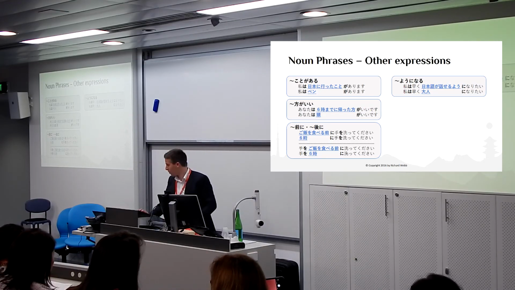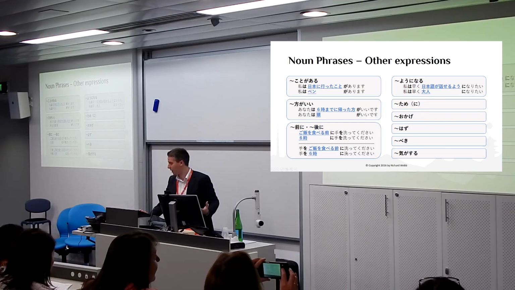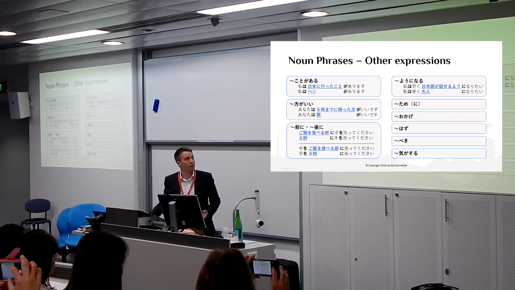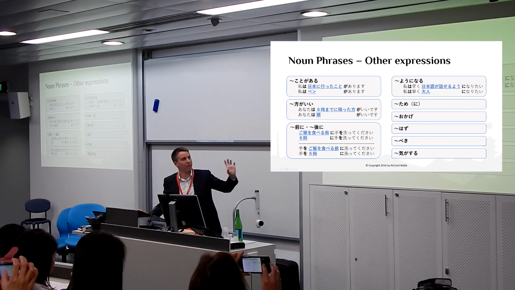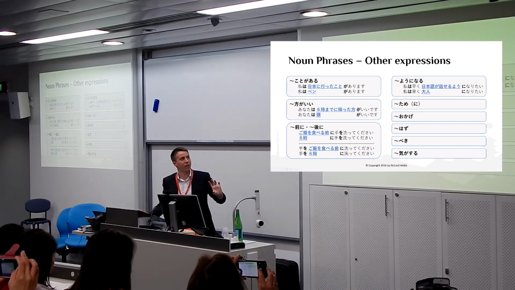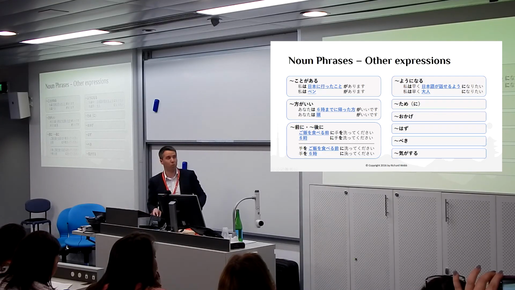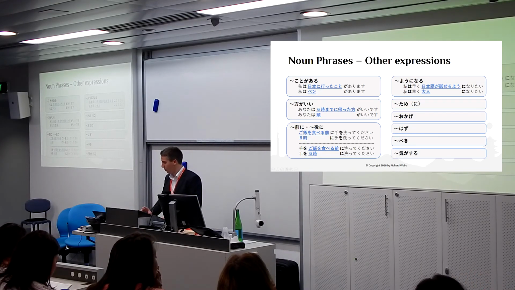So some more expressions I won't go into in detail, but things like ために, おかげ, はず, べき, 気がする. There are more, but all of these are formed using a noun phrase, and that fits into that model from earlier as one of those blue parts within the overall sentence.